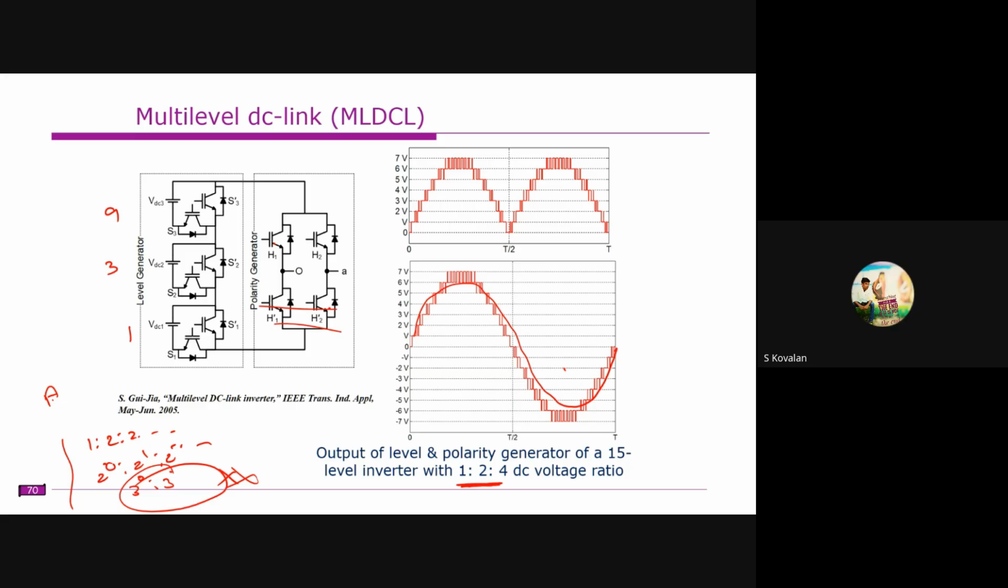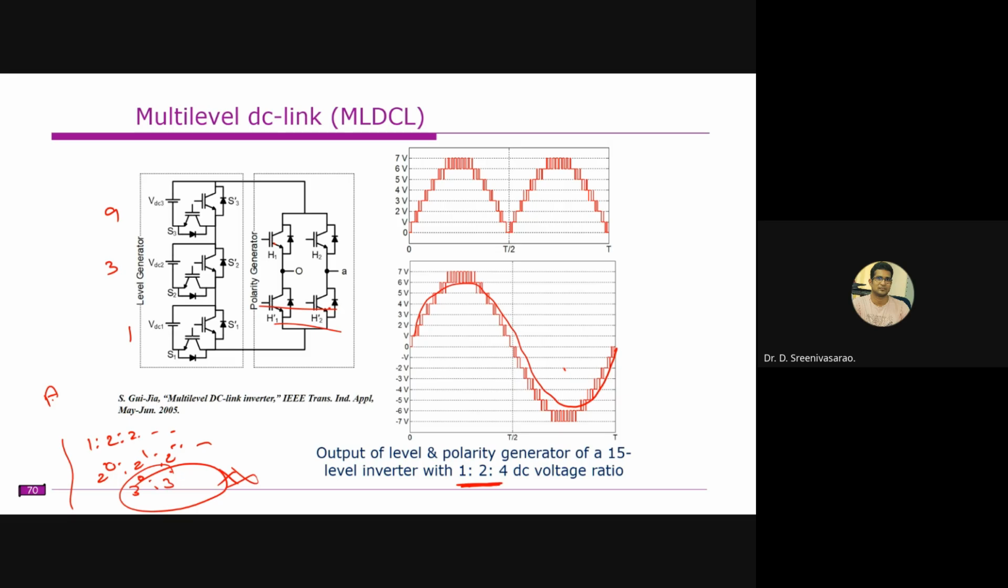Because of these switches, only the current harmonics will be distorted, not the voltage. Because of the switching, the current harmonics happen. So there are two: one is voltage distortion and the other is current distortion. Because of this switching, only the current distortion will happen at your grid. The voltage distortion depends on your application.